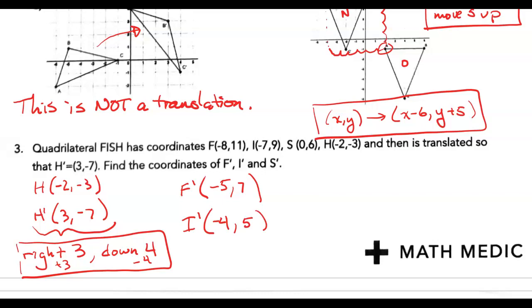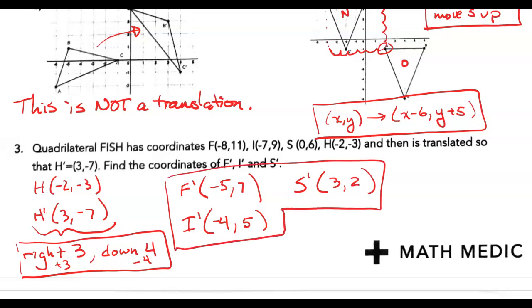And then for S, we're at 0. I'm going to go +3, so that's 3 plus 0. And then 6, down 4, that would put me at 2. So these would be our new points. If we wanted to write a rule for this, which I would expect you to know how to do, we would have all our original points x, y become, and we could use this information here, x plus 3 and y minus 4. So that would be our rule in symbol form.